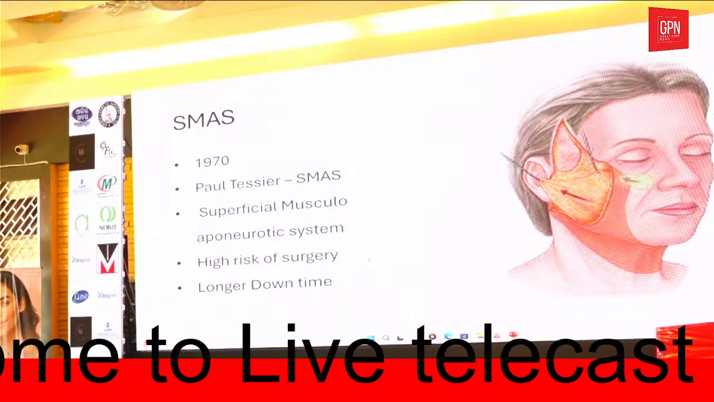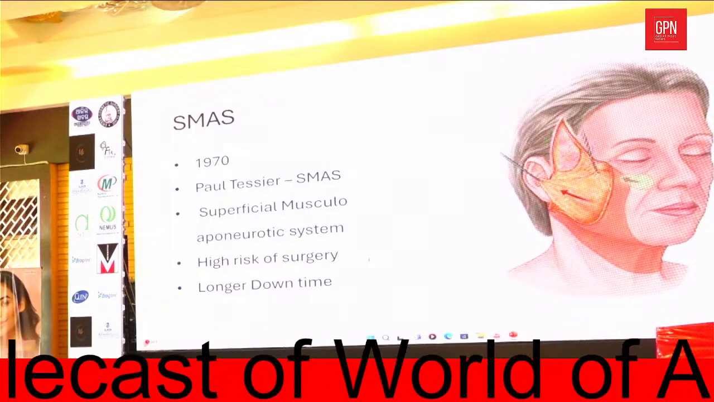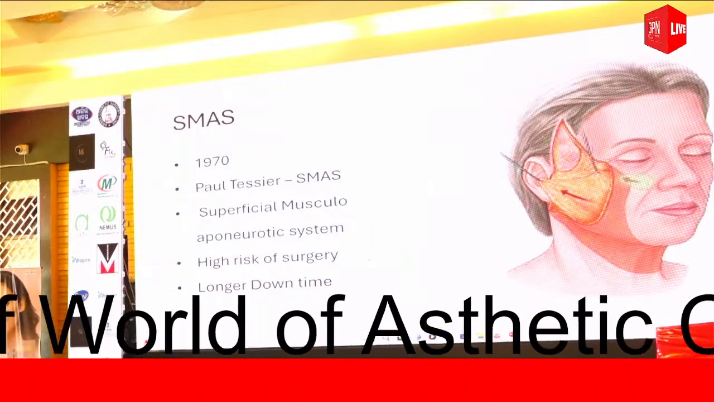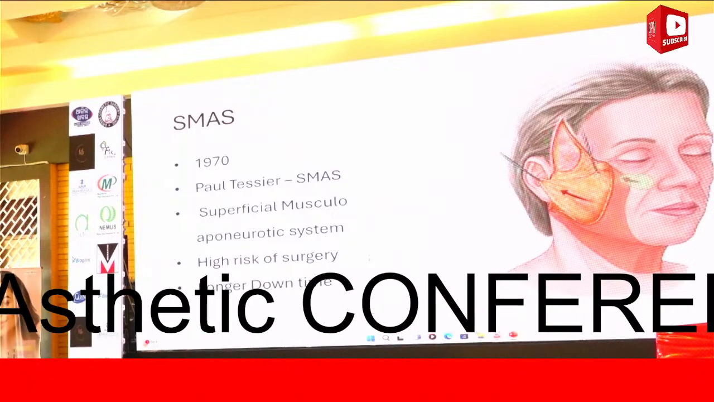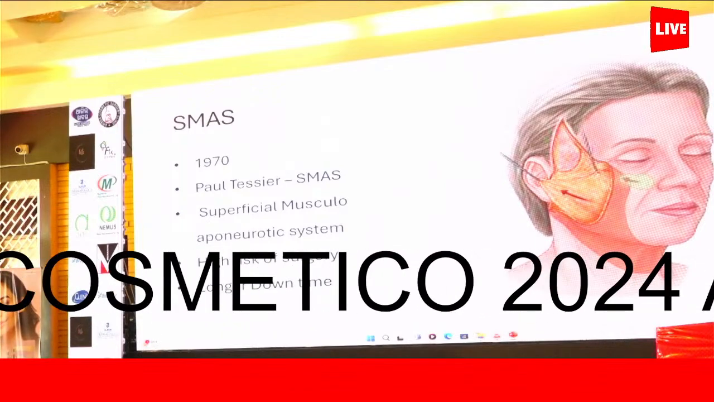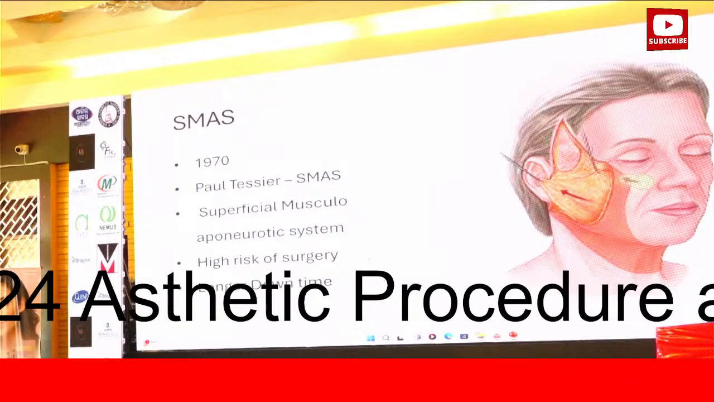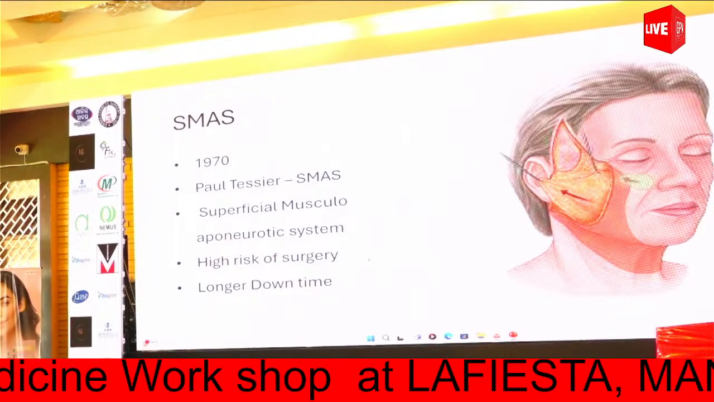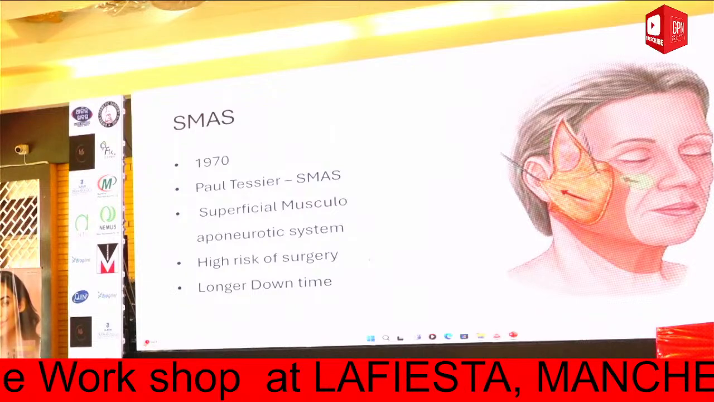Then in 1970, Paul Tessier gave the concept of SMAS, the superficial muscular aponeurotic system, and that is the basis of what is called the modern facelift. Today, a deeper and longer incision is made, by which the SMAS is stretched, decreasing the sagging, excised, and the incision is closed. This procedure is very good as far as results are concerned, but there is a high risk because it is a big surgery, and there is a longer downtime.